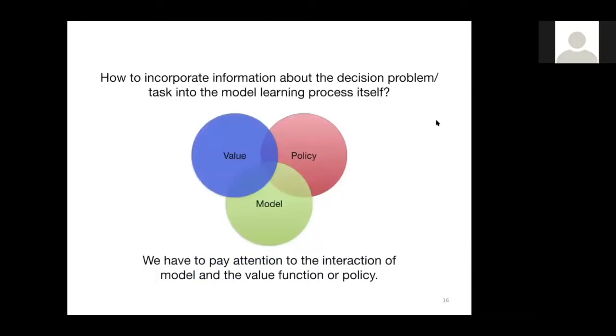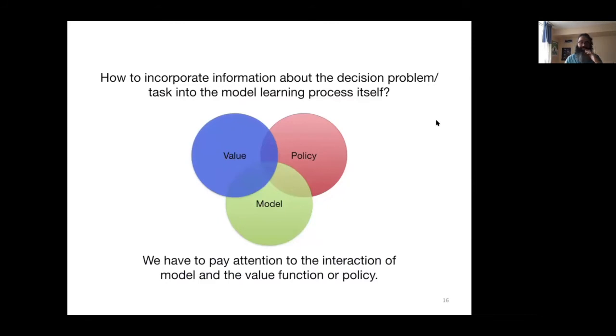Now I'm going to talk about how we can design this. My idea is that maybe we should try to design a model learning procedure which incorporates the decision problem, or the task, that we want to solve. The way I'm thinking of doing it is to pay attention to how the model and value function, or the model and policy, interact with each other, and design a method based on that. So we have these three components: value, policy, model. They interact with each other.